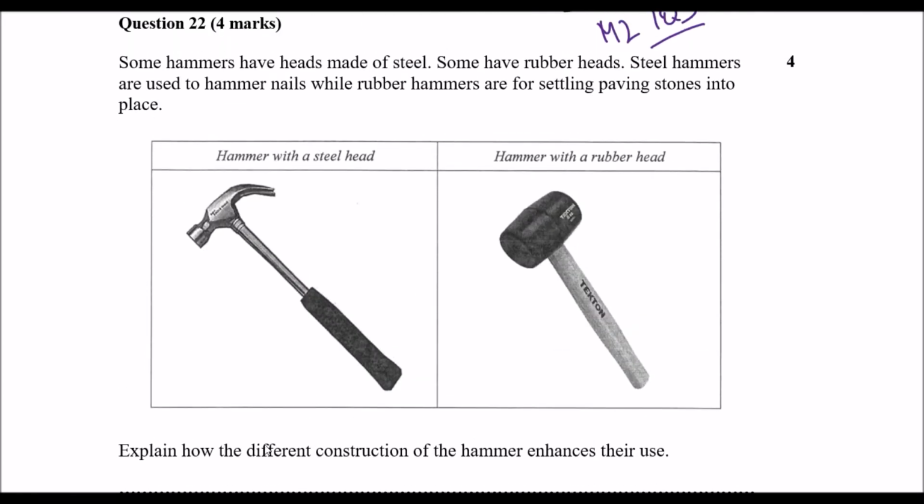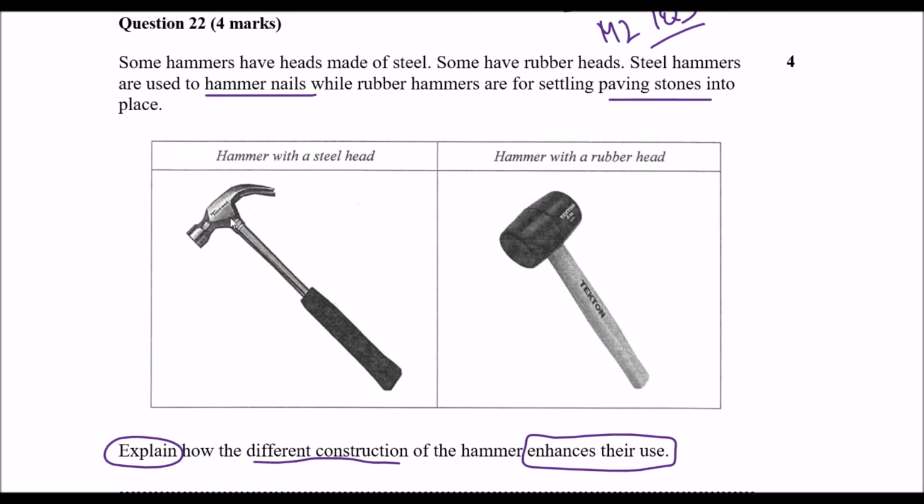We want to explain how the different construction of the hammer enhances their use. Okay, so let's have a look. Some hammers are made of steel, some have rubber heads. Steel hammers are used to hammer nails, while rubber hammers are for settling paved stones. So let's try and work out why one would be used over the other.